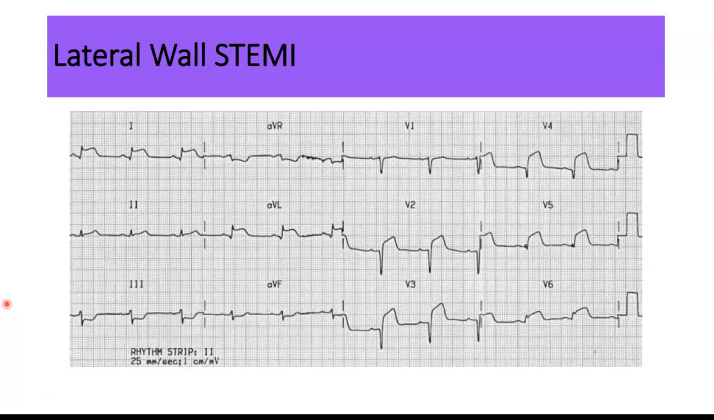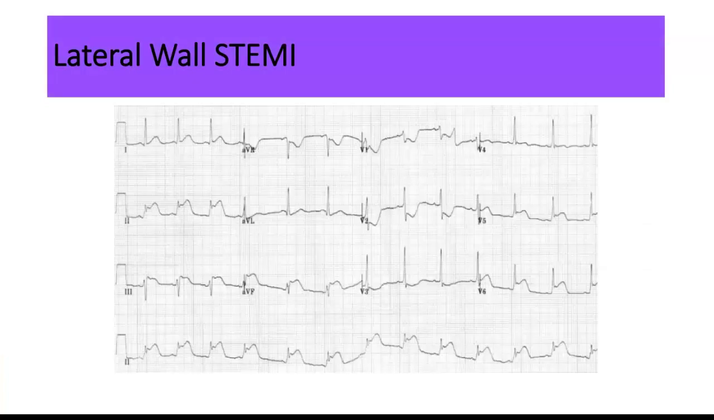We can see ST segment elevation present in the anterior leads V2 through V4, and again in the lateral leads V5 and V6. We can also see it in the high lateral leads, leads 1 and AVL. This is an extensive infarction involving the anterior, lateral, and high lateral leads. This is strongly suggestive of an acute proximal LAD occlusion approximately 87% of the time.